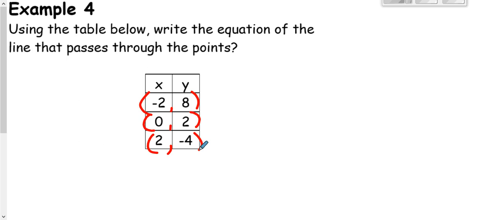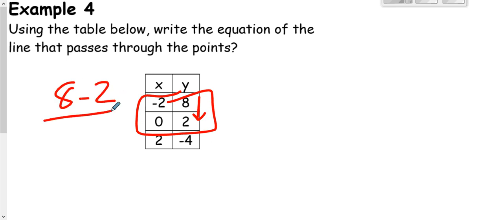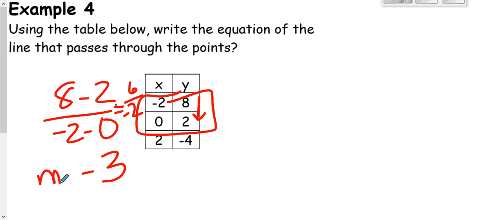Okay. So I just need to pick 2. And generally, I just pick the first 2. So we can go find our slope from this. So I'm going to take my y's and subtract down. So I'm taking 8 minus 2 over negative 2 minus 0. So when we simplify, 8 minus 2 is 6, and negative 2 minus 0 is a negative 2. When we simplify that, we get a negative 3. Remember that that's our slope, so that's m.